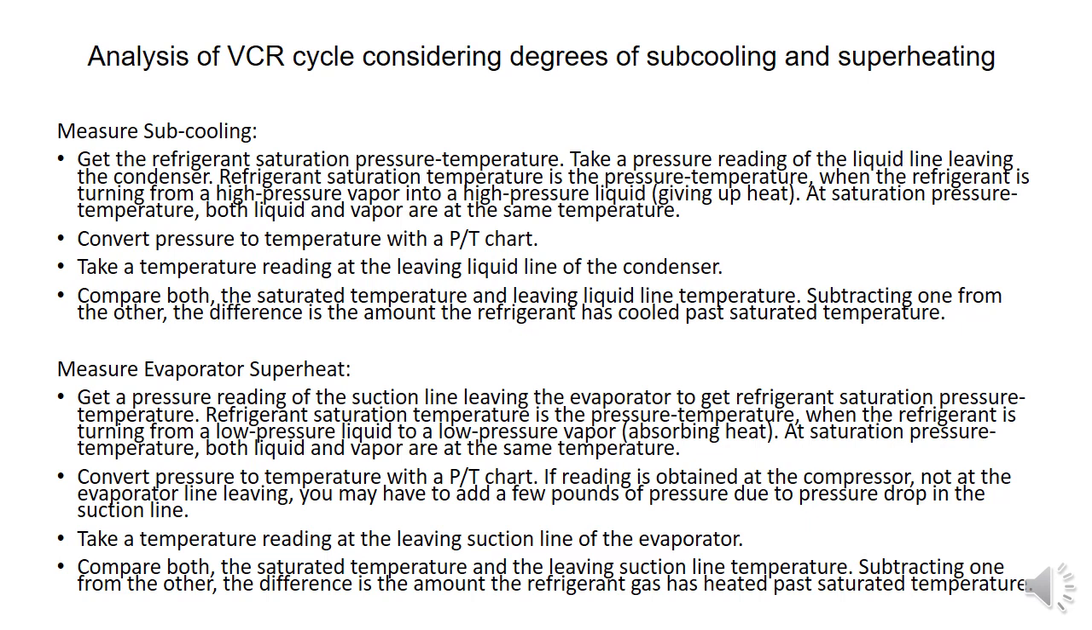So for the condenser and subcooling, and the evaporator and superheating, the readings required are the refrigerant saturation temperature and the pressure. When the refrigerant turns from high pressure vapor into high pressure liquid, it gives up some heat, so there is some variation in the temperature, which should be noted down. Then convert this pressure with respect to the pressure temperature chart. Then take the temperature reading of the liquid at the line leaving the condenser. Then we need to compare both: at the standard rate this should be the temperature and pressure, and the difference is how far it has entered the subcooling zone. We can say how much subcooled liquid is obtained during that procedure.